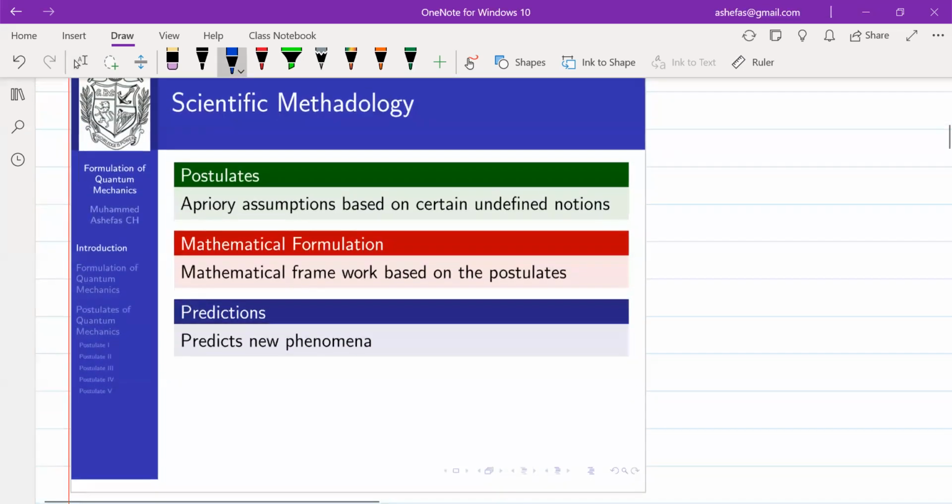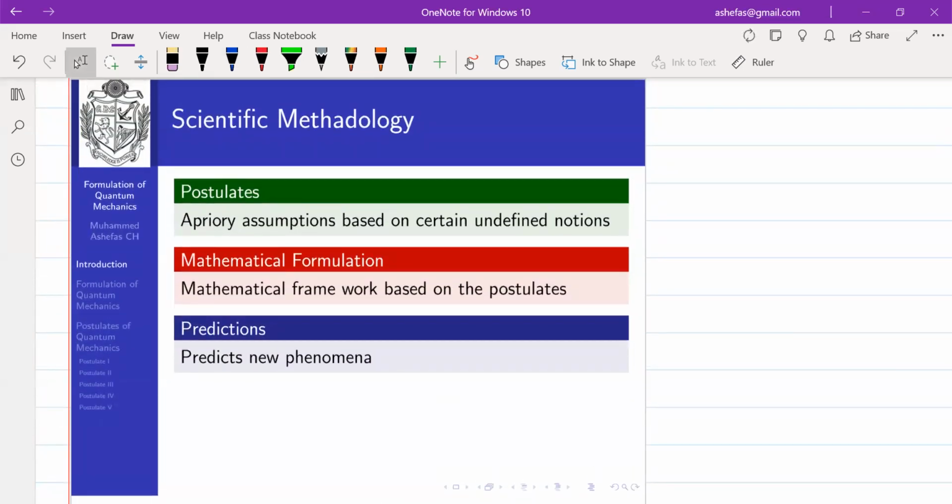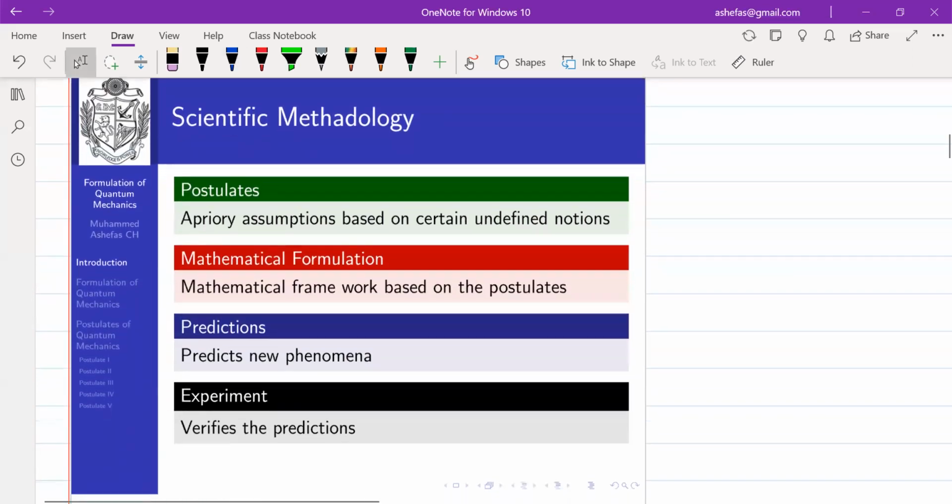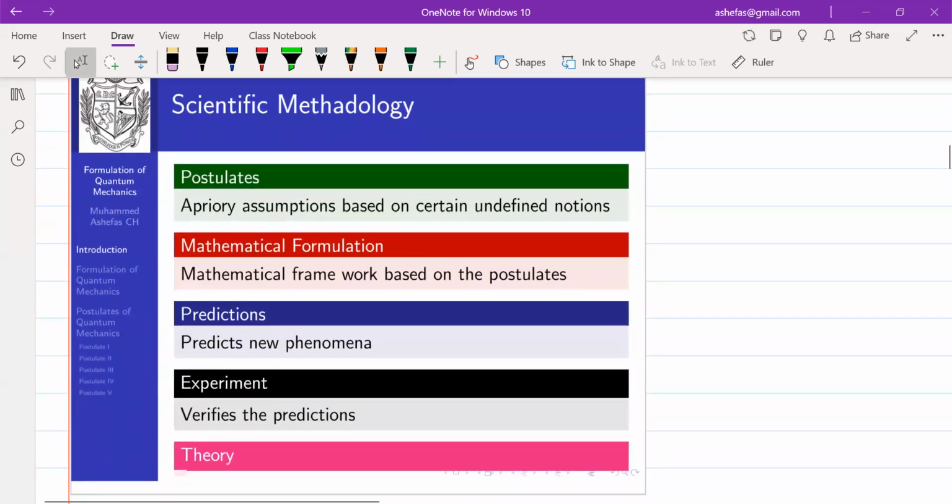And once you have the mathematical formulation, then we can have predictions. Okay, so this is the usual way of doing things. We'll predict new phenomena. And if you predict new phenomena, then we can have an experiment to verify those new phenomena. And once the experiment verifies the predictions, that means the entire step is correct: your postulate is correct, your mathematical formulation is correct, and this entire thing will become the theory. So this is the standard scientific methodology, or methodology of science. We'll build up with certain postulates, and from the postulates we'll have a mathematical formulation, then a set of predictions and experiments to verify it.